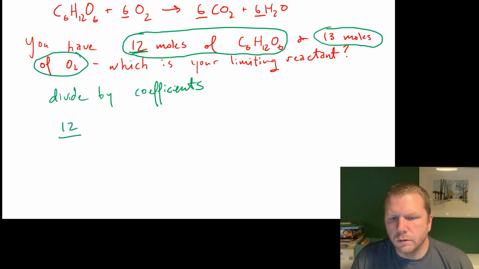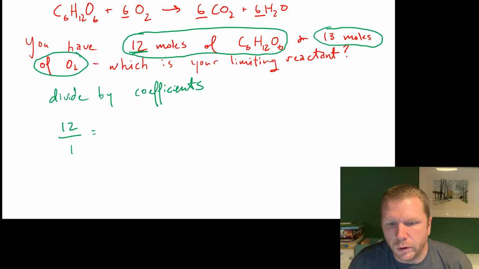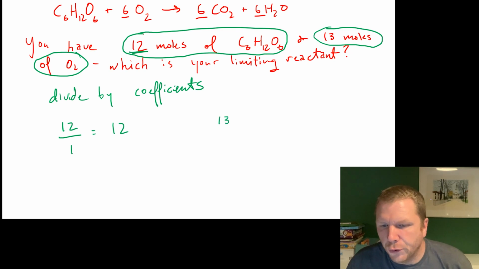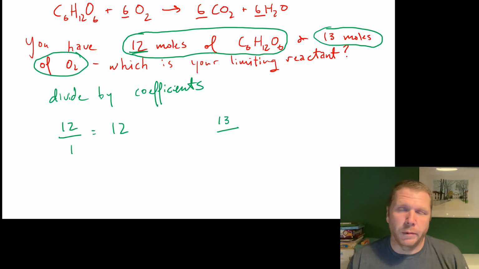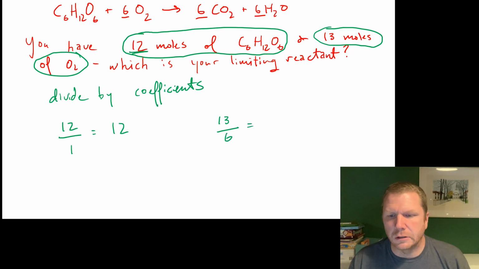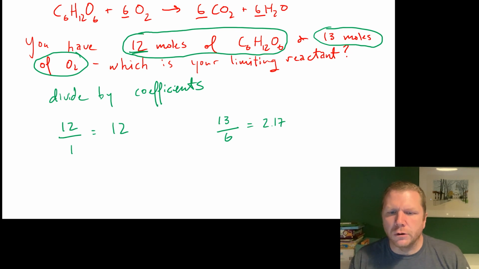So 12 divided by, what's the coefficient in front of C6H12O6? 1. So 12 divided by 1 equals 12. 13 is my other amount, and I'm going to divide that by my other coefficient, 6. Well, 13 divided by 6 is approximately 2.17 or so.